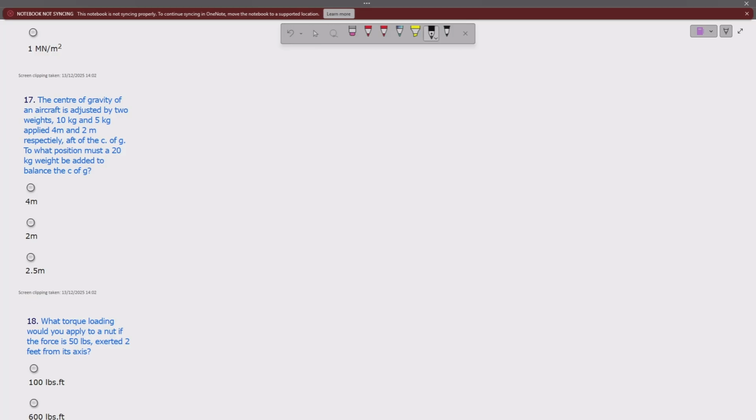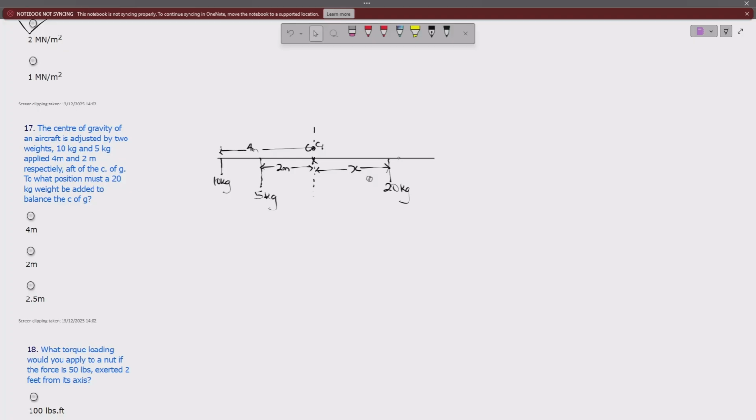The center of gravity of an aircraft is adjusted by 2 weights, 10 kilogram and 5 kilogram, applied 4 meters and 2 meters respectively aft of the center of gravity. To what position must a 20 kilogram weight be added to balance the center of gravity? Right, so you have 10 kilogram, 5 kilogram with distance from the center of gravity 4 and 2 respectively, and a 20 kilogram weight is added to balance the center of gravity. So the question is asking what distance should the 20 kilogram be placed.